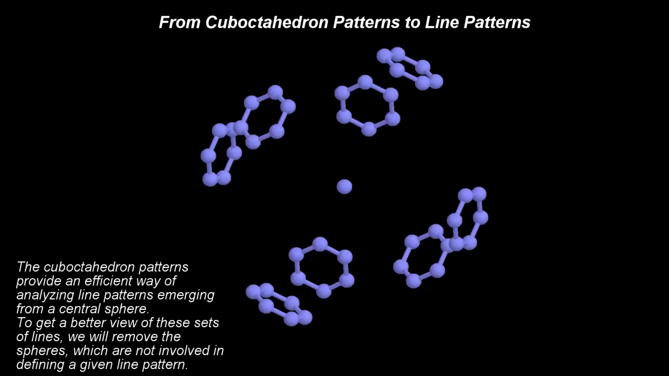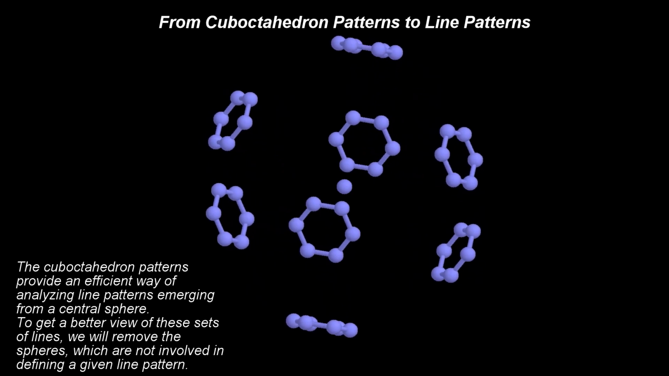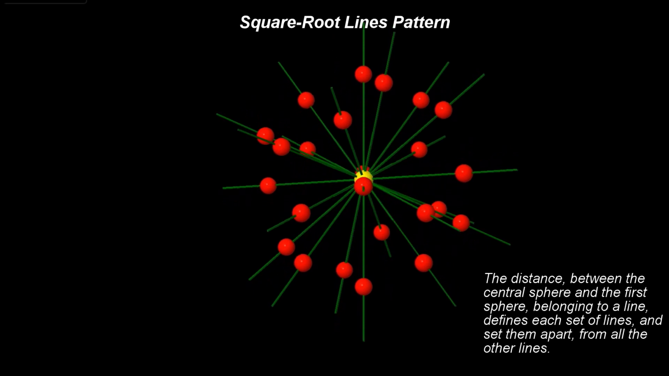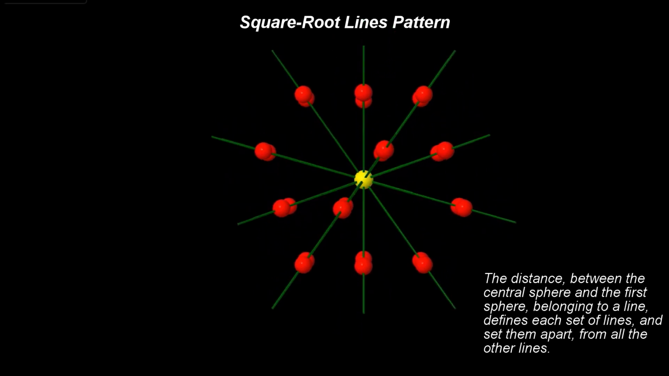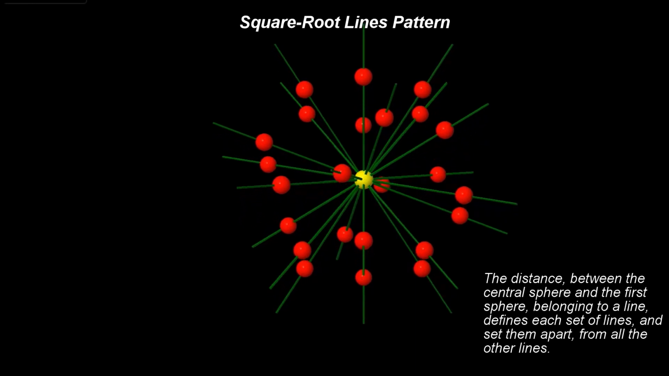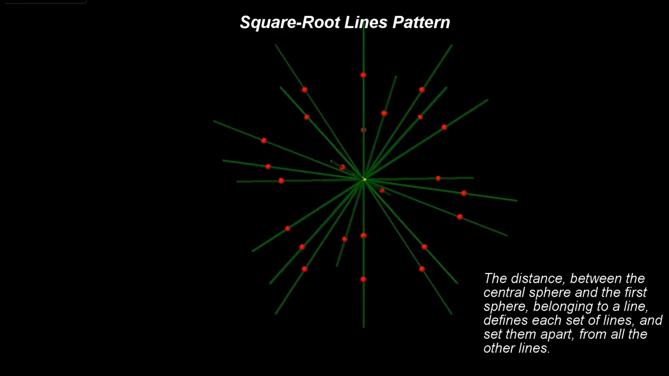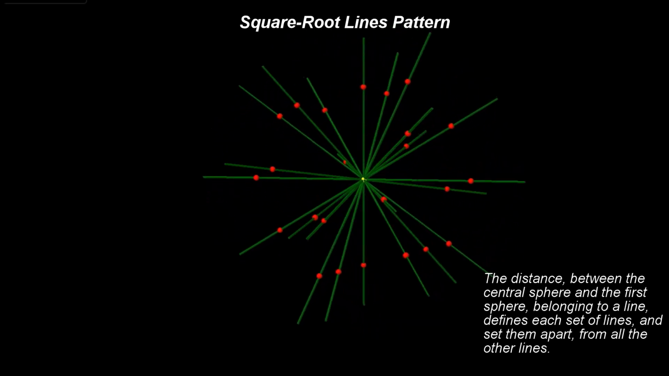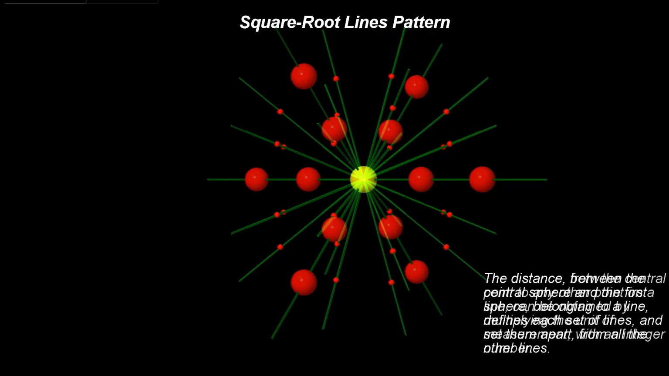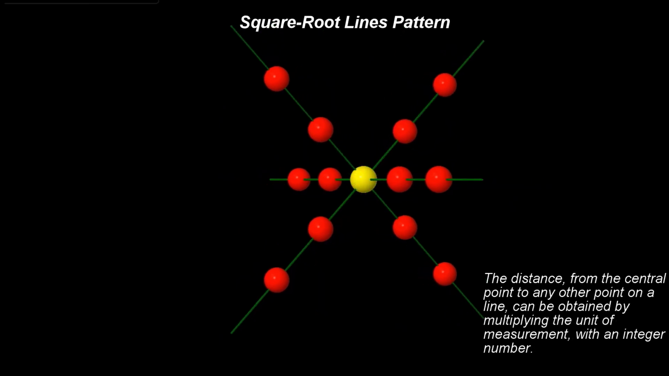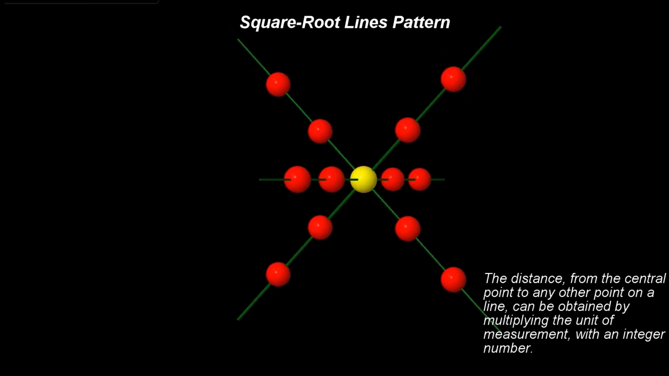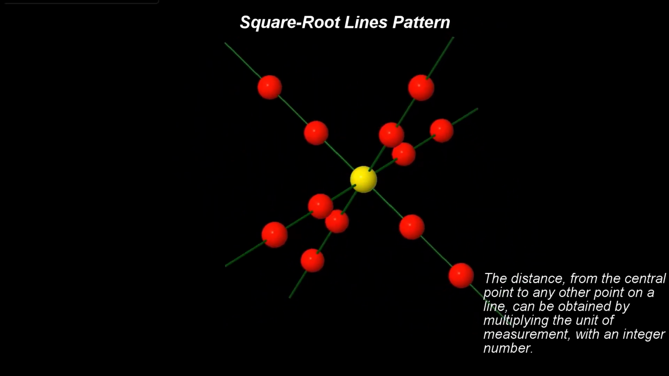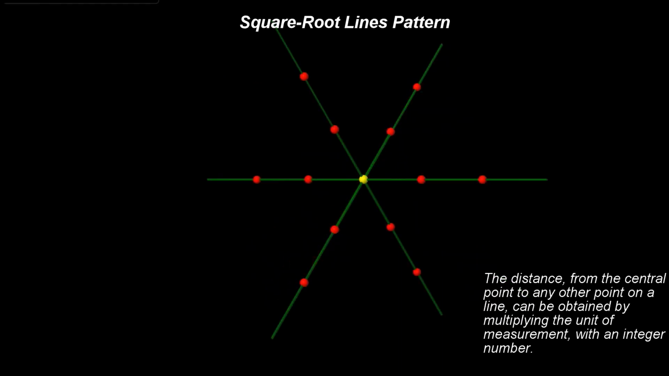The distance between the central sphere and the first sphere belonging to a line defines each set of lines, and sets them apart from all the other lines. All the other points belonging to a line are obtained by defining this distance as the unit of measurement for the line. The distance from the central point to any other point on that line can then be obtained by multiplying the unit of measurement with an integer number. It follows from here that all the distances determining the points belonging to a line are commensurable among themselves.